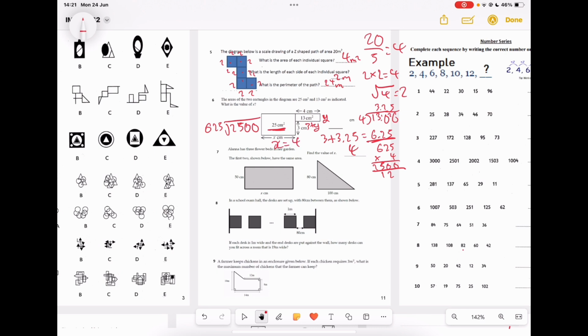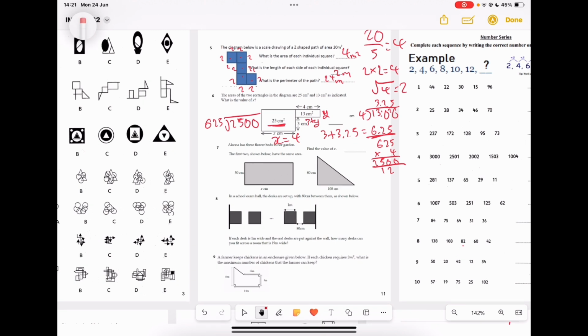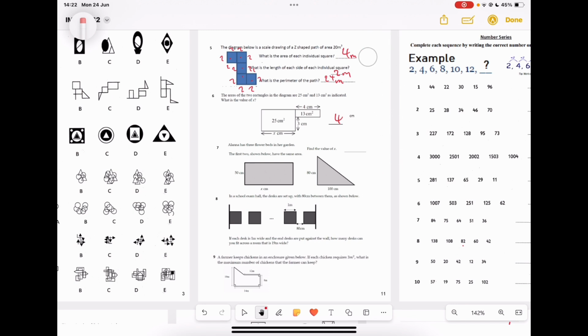Okay, so next is 7. So Alana has 3 flower beds in her garden. The first 2 shown below have the same area. And then, what are we trying to find? I see what's happened. I wrote the answer in the wrong place. Okay. So this is 4 up here. And then I'll just clear this, just to make it a bit visually easier to read. Okay. So find the value of x.